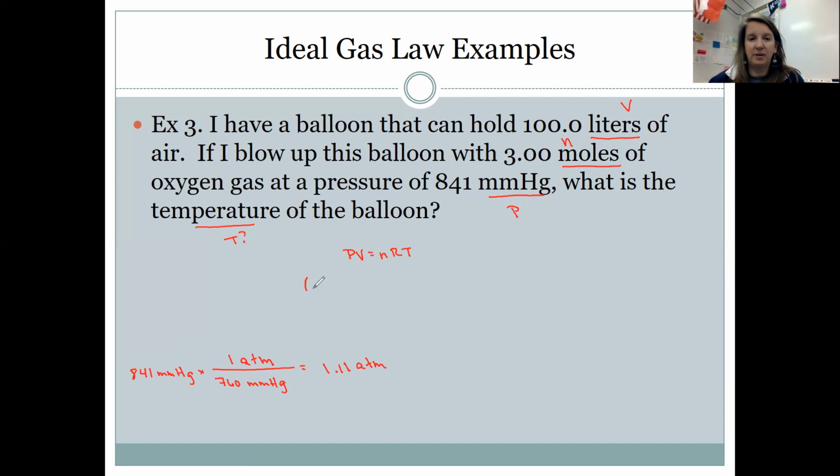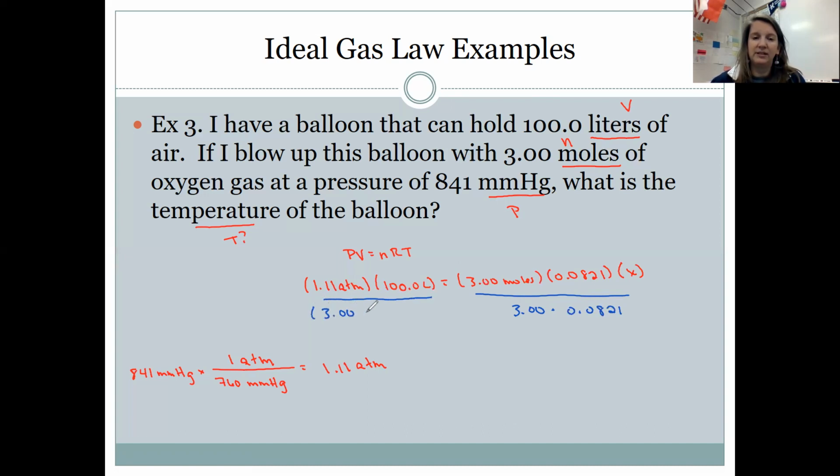So now I can plug that into my PV equals nRT, 1.11 atmospheres. My volume is going to be 100 liters. My N, my moles, is 3.00. R is a constant. Remember, it's 0.0821. And I'm going to be solving for my temperature, so that's my X. So how am I going to get X by itself? Well, I have to divide both sides by my 3.00 and my 0.0821, because I got to get X by itself.